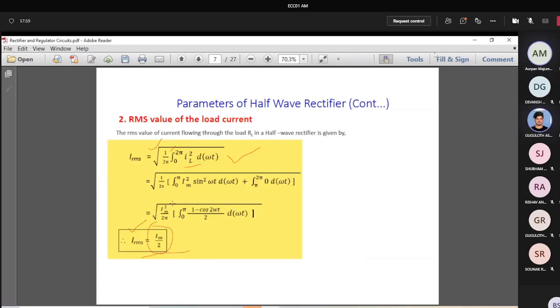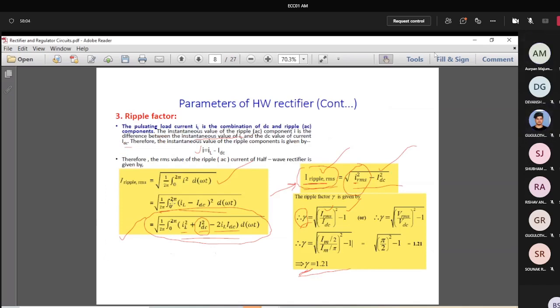Sir, can you please explain the definition of ripple factor? I understood the calculation part. The definition: what is the ripple factor? Ripple factor gives you the idea about the amount of variation, the comparable amount of variation of the AC output with respect to DC. That is the main thing. Sir, can you quantify that? Can you speak slowly, sir? I'm not getting it.